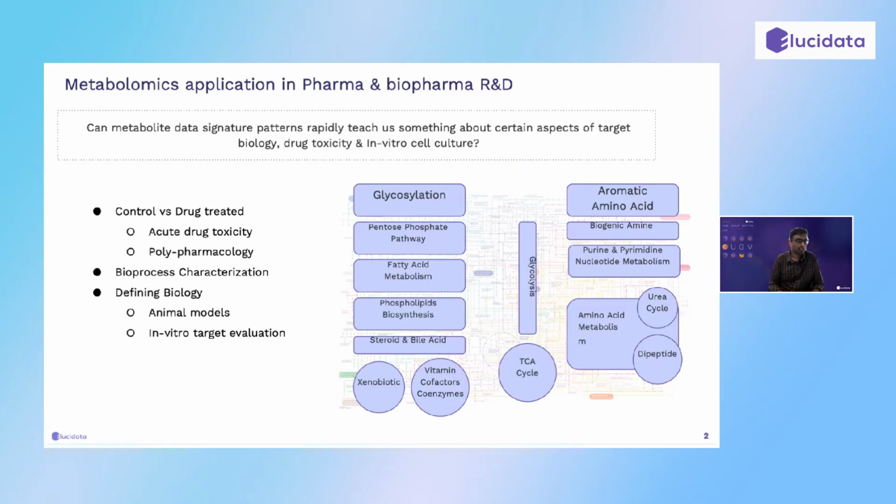And also at the basic research level, we want to define biology or compare animal models, like animal model 1 versus 2, which are not well characterized in certain therapeutic areas, such as neurological diseases, right? And not only that, even applying it to in vitro target evaluation. For example, if you have an expression system that is overexpressing a certain target, we want to understand metabolomics in that system as compared to the control system.